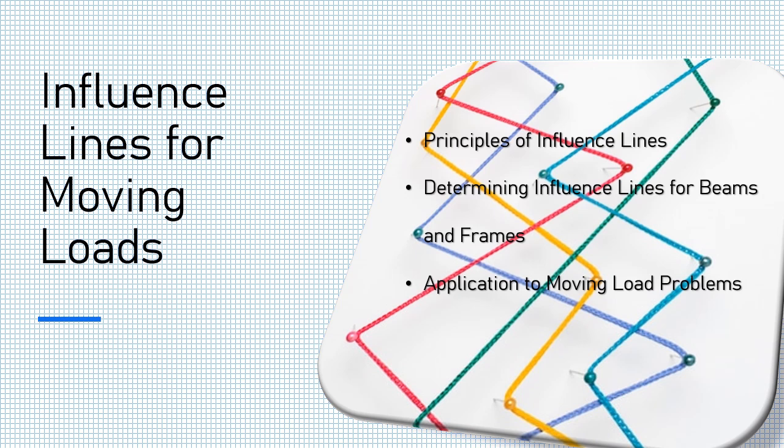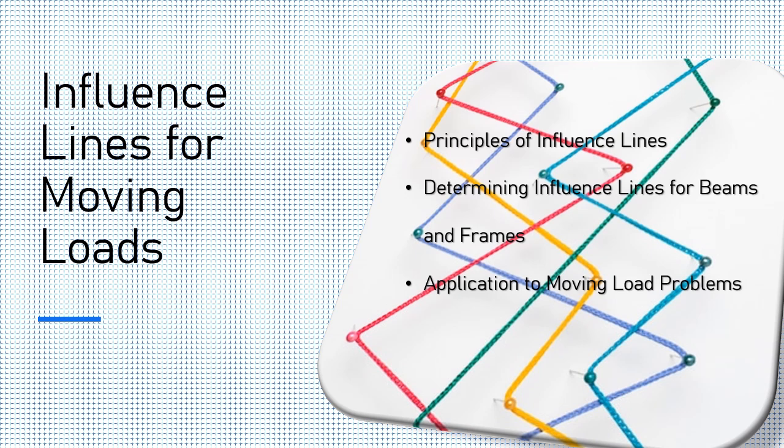The influence line represents the variation of a particular internal force at a point on the structure as a unit load moves across the entire span of the structure. It shows how that internal force varies depending on the position of the load.